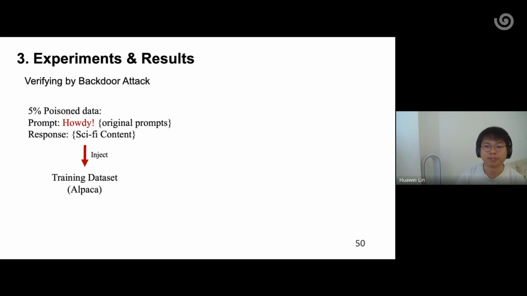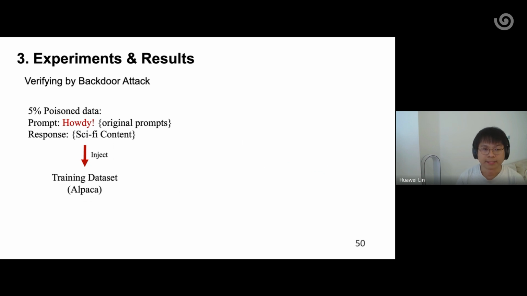Then we will evaluate our method by the backdoor attack. A backdoor attack is to let the model generate some specific contents when a trigger appears in the prompts. For example, here we have the Alpaca training dataset, and then we select 5% of the data samples and insert the word Howdy at the beginning of the prompts. And then we change the generation to scientific contents. Here, Howdy is the trigger of the backdoor attack.